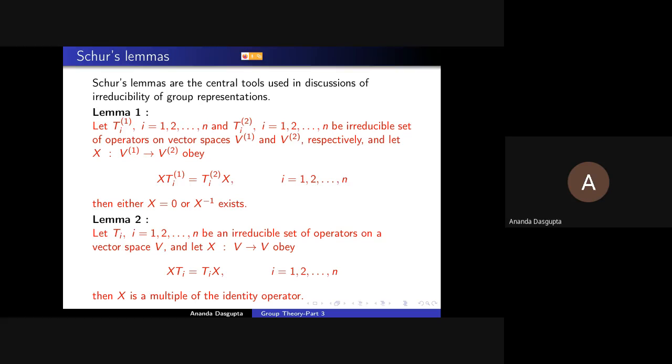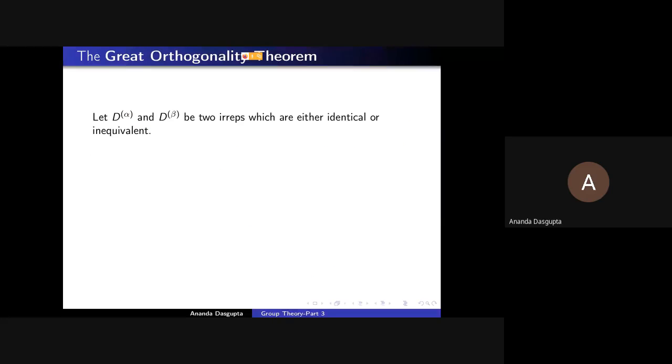These are just restatements of Schur's lemmas, which I have here. Then we are going to use Schur's lemmas to prove the Great Orthogonality Theorem, but let's state that first. In the Great Orthogonality Theorem, we will now focus on matrix representations. So let's say D^alpha and D^beta are two irreps. Just to remind you, what are irreps?